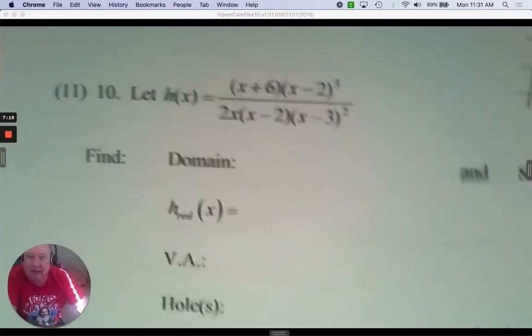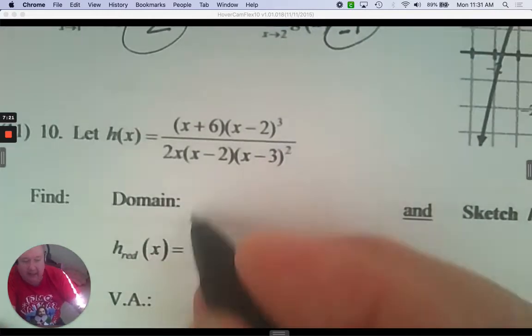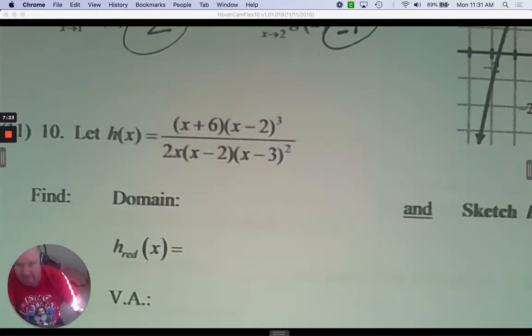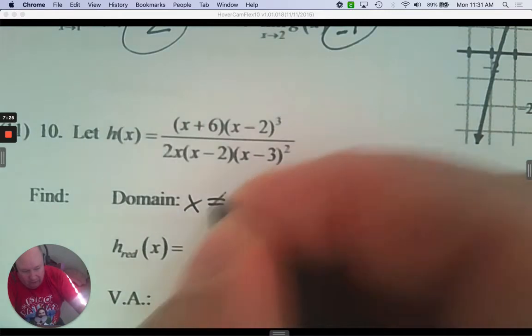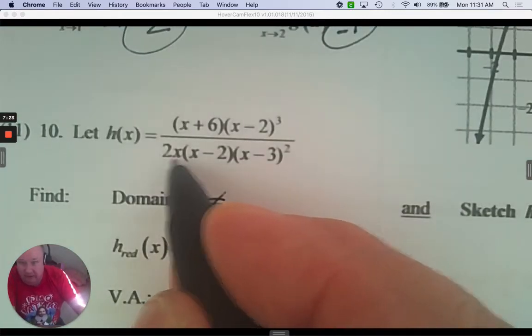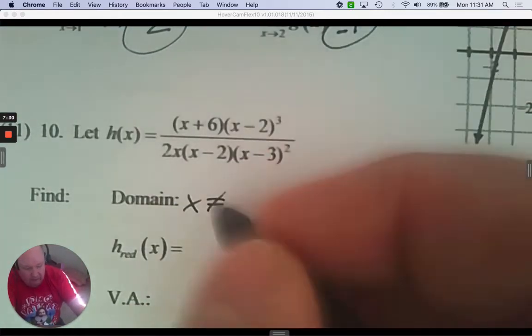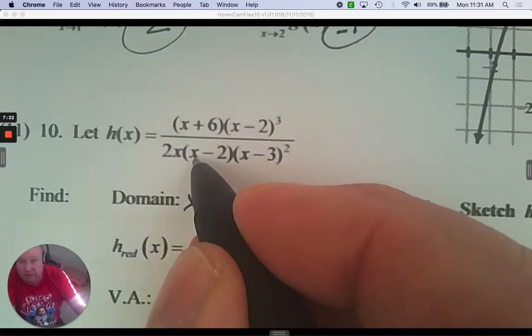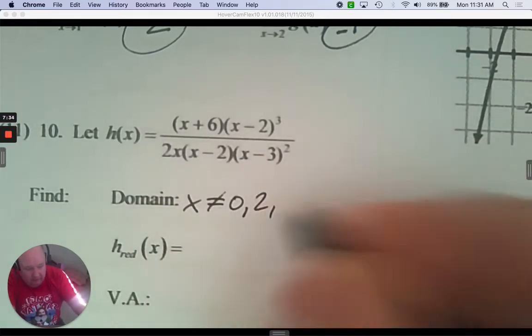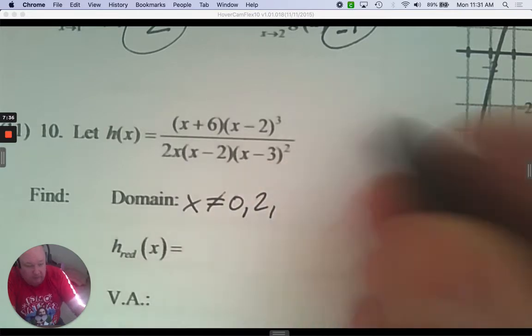For number 10, I want to graph that function, and I'm going to analyze it and then sketch it. To find the domain, all you do is look at the denominator. So x cannot be 0. So 2x gives me 0. Positive 2 gives me 0. And positive 3 gives me 0.